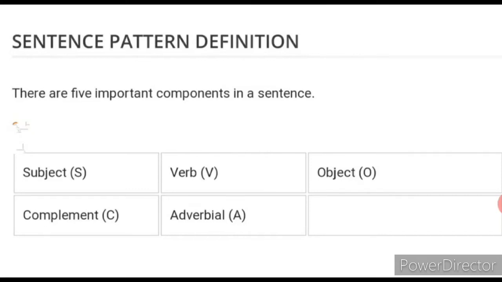Adjunct. To get the answer for the adjunct, you have to ask the question where, how, when, why. Okay children, I hope you have understood what is sentence pattern and what are the basic components of sentence pattern.